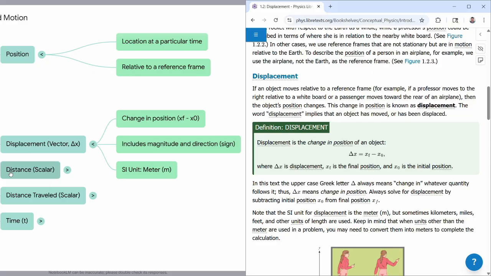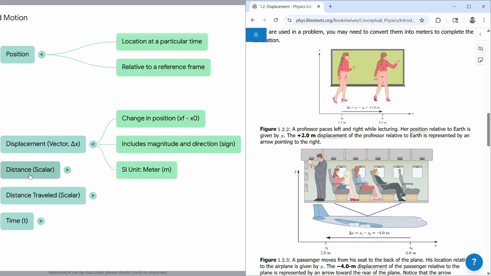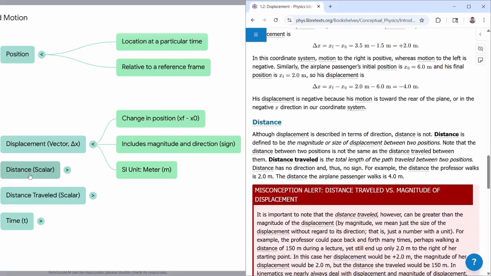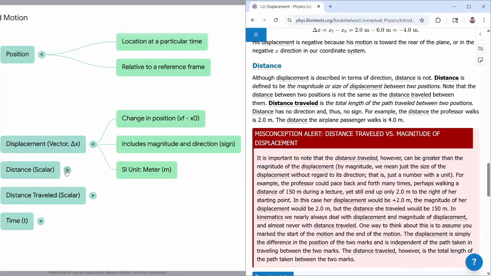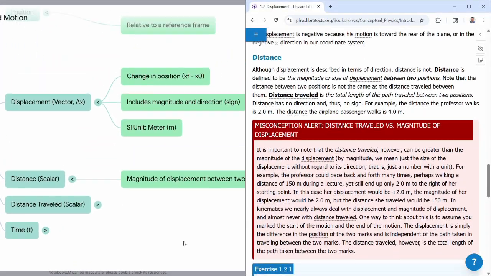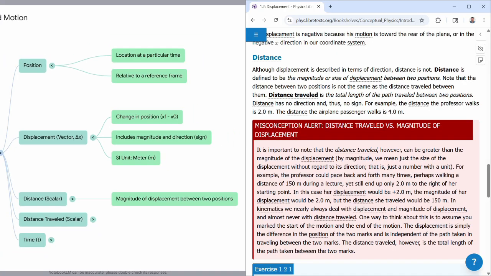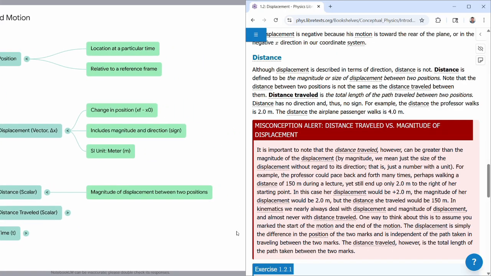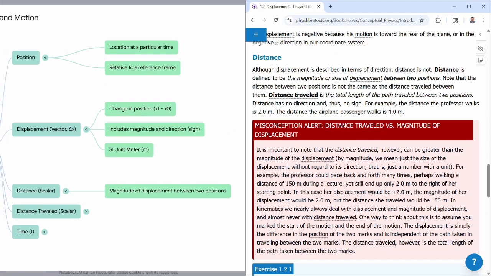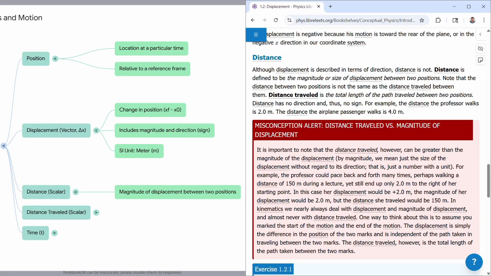And distance, even though in everyday English language it would be a synonym for displacement, in physics we're going to take care to distinguish displacement and distance as 2 distinct words that mean 2 different things. The main distinction is that displacement is a vector, we care about the direction, and distance is a scalar. We don't care about the direction, we only care about the magnitude, the size of displacement.